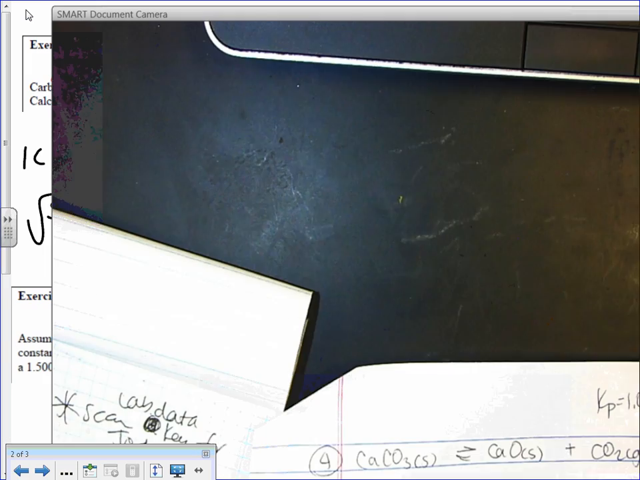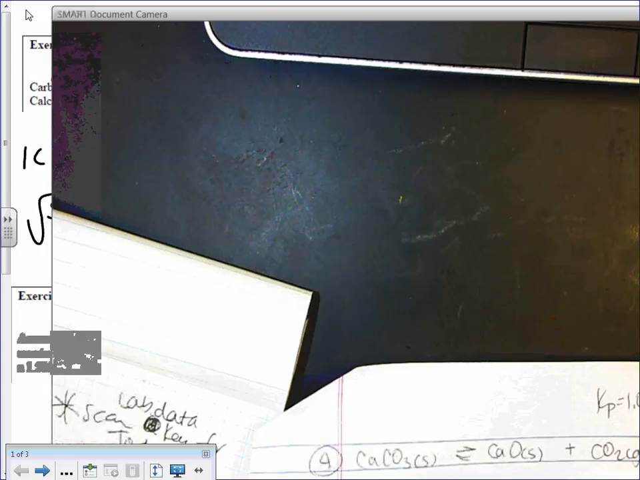So pull out your lab. Tell me your 3 main steps to this lab. We should have read it and have a general idea. First main step. So you're preparing a series of standard solutions. Oh, so actually, hold that thought.